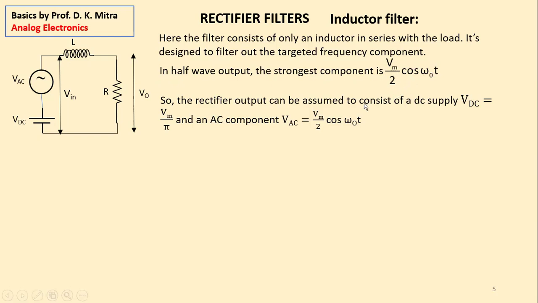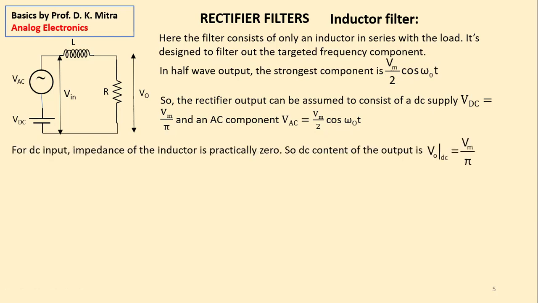So if this is the primary or predominant AC component, we shall consider this component. So the rectifier output AC component is VAC equals Vm by 2 cos omega 0t, and we know the half-wave rectifier DC output is Vm by pi. This is known, right?